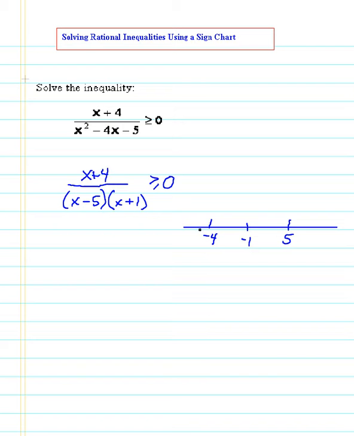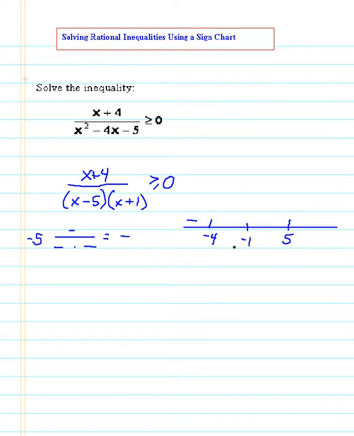So let's start with the region left of negative 4. Let's try, say, negative 5. And just like with polynomials, I'm going to plug that negative 5 in each of these places to see whether it's positive or negative. So negative 5 plus 4 in the numerator is negative 1, which is a negative number, so I'm just going to do a negative. Negative 5 minus 5 is negative 10. That's also negative. Negative 5 plus 1 is negative 4. That's also negative. So we end up with, in the denominator, a negative times a negative, which is a positive. In the numerator, we have a negative. So this will become a negative divided by a positive, which is negative. So I'm going to put a negative in my sign chart.